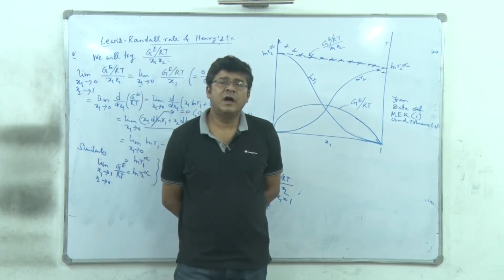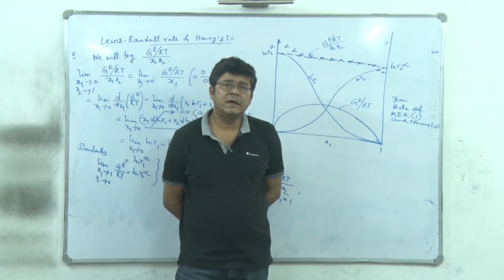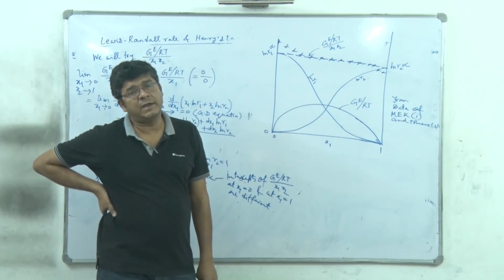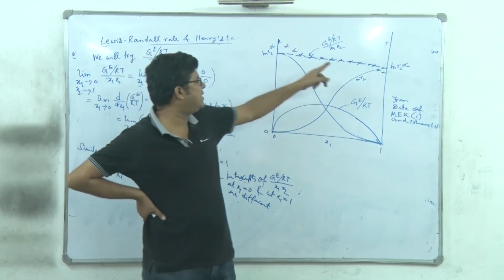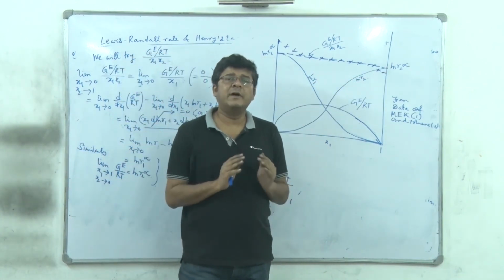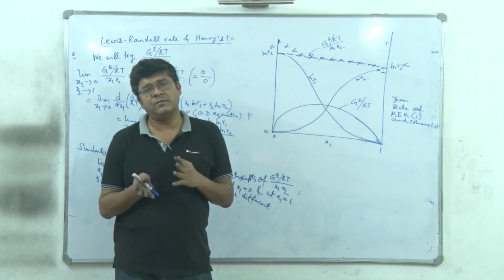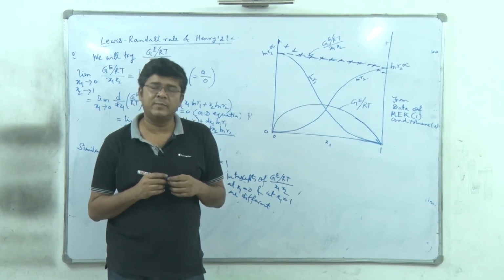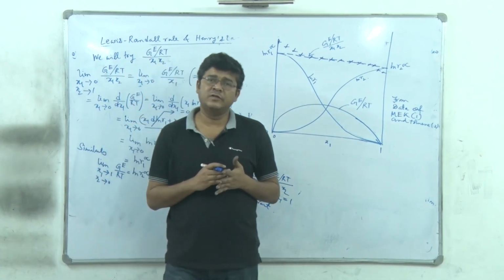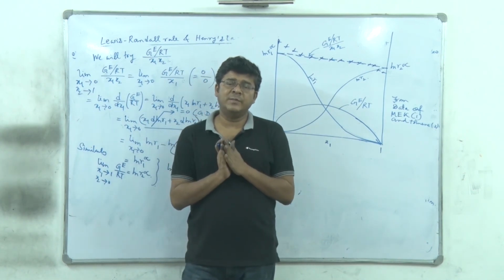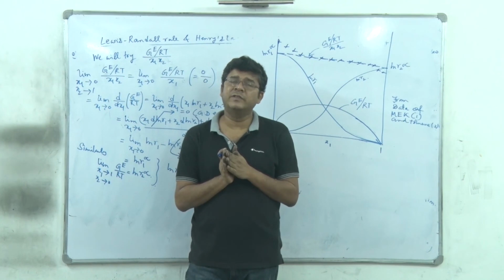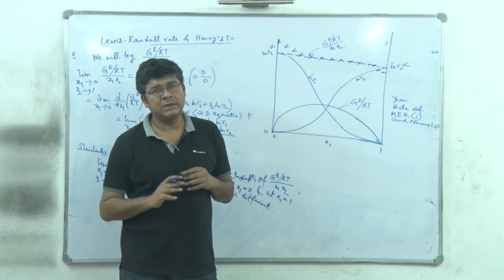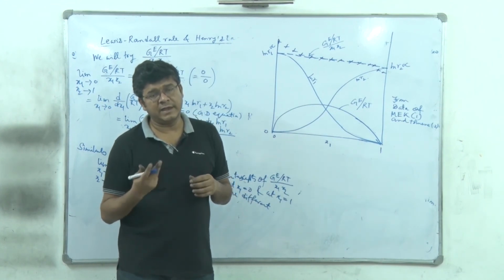the marginal values of G by RT are 0 at x1 equal to 1 and x1 equal to 0. However, the marginal values of G by RT divided by x1 x2 are ln gamma 1 infinity and ln gamma 2 infinity. Now, gamma always approaches a value of 1 when the solution is near the pure solution with respect to that component. That means xi tending to 1, gamma i also tends to 1, and that value of 1 is being approached with a slope of gamma with respect to x. So that's the basic idea about the gamma and G by RT trend.